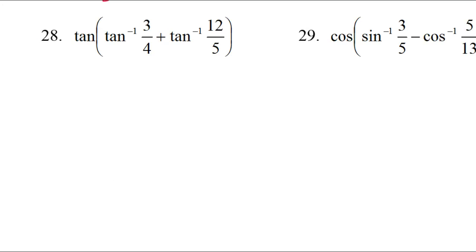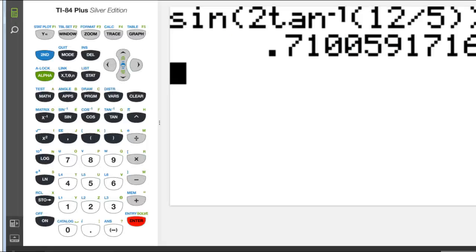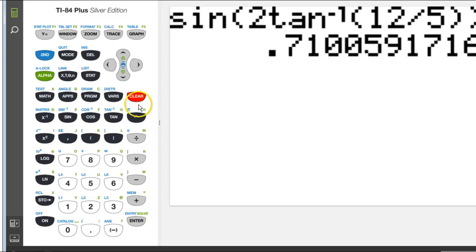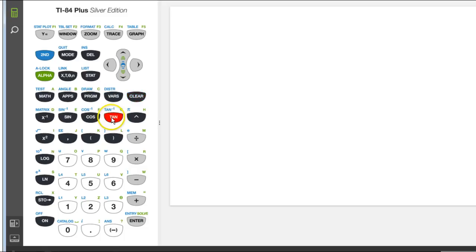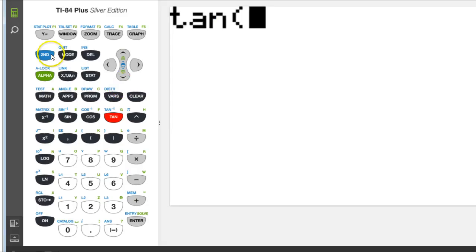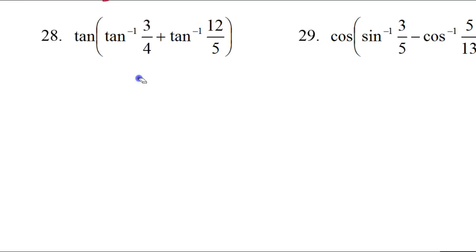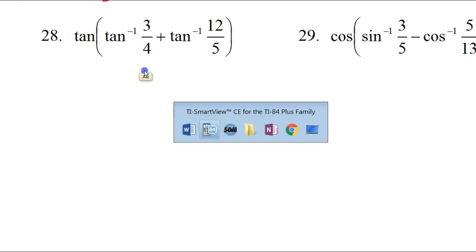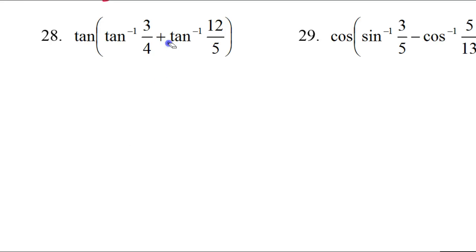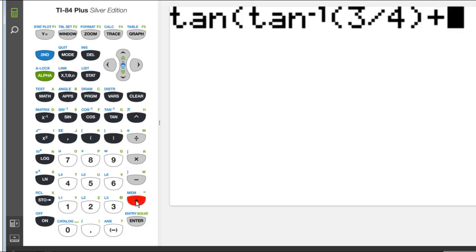All right, similarly for number 28, we're just going to do the same type of thing. This is going to be a tangent function. So I will go tangent, and then we have inverse tangent, so I will hit second tangent for inverse tangent. And then I have 3/4. Got to make sure I close the parentheses now. And then plus inverse tangent 12/5.